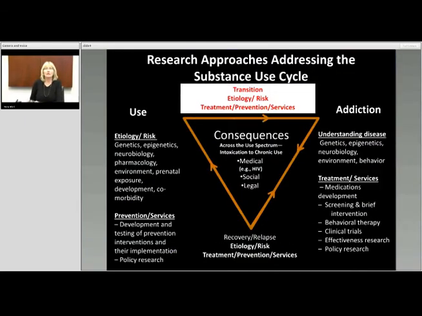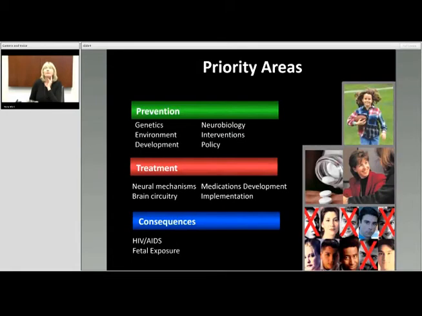So, funding opportunities at the National Institute on Drug Abuse. Let's see, there's a substance use cycle. I do not know these slides, so I apologize for that, but I know they have an interest in prevention and services research, as well as etiology, treatment, and understanding genetics, epigenetics, and consequences of substance use. So pretty much the door is wide open for any topic within substance use.